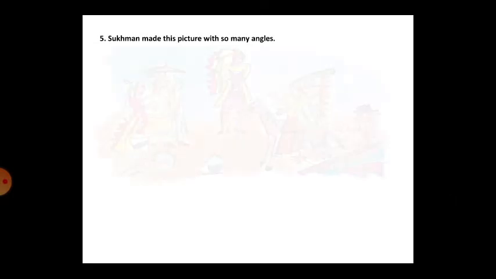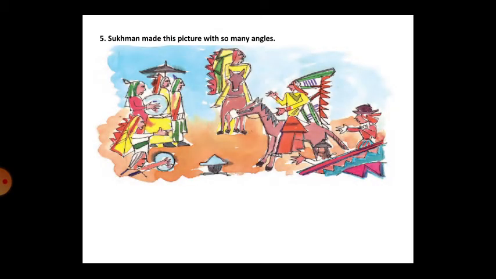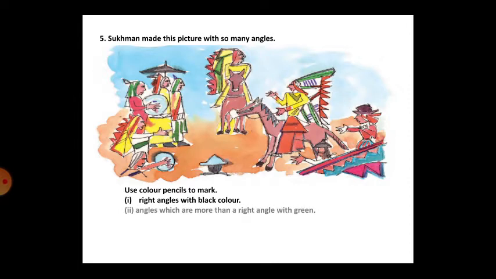Sukum made this picture with so many angles, and he colored it. What you have to do is use color pencils to mark the angles in this picture, in your textbook itself. Take color pencils. If it is a right angle, use black color. If it is more than a right angle, use green color. If it is less than a right angle, use blue color. Let us see the solution.